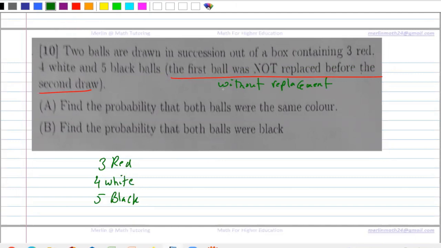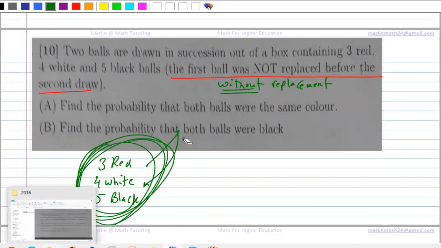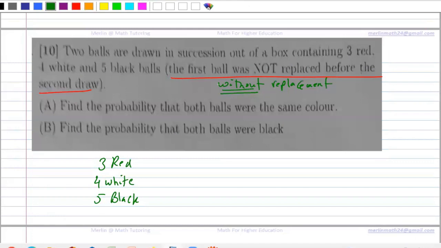Without replacement is a harder scenario. When we do a replacement, when you take a ball and then you replace it, the total never changes. That is the easy scenario. But here they choose without replacement. So when you take one ball out, the total is one less. So that is harder than the previous scenario.